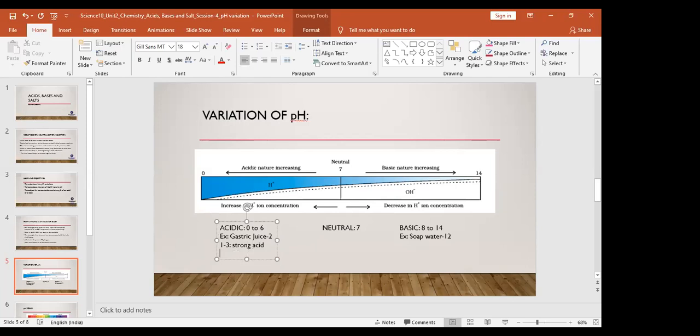Again, 4 to 6 will be considered as weak acid. Yes? 7 is considered as neutral. In the same way in bases, 8 to 10 will be considered as weak base, whereas 11 to 14 will be considered as strong base.